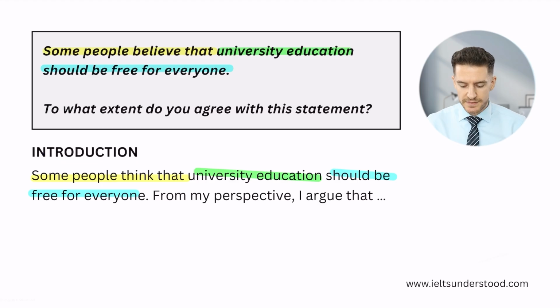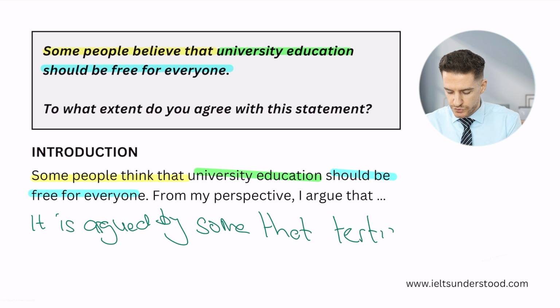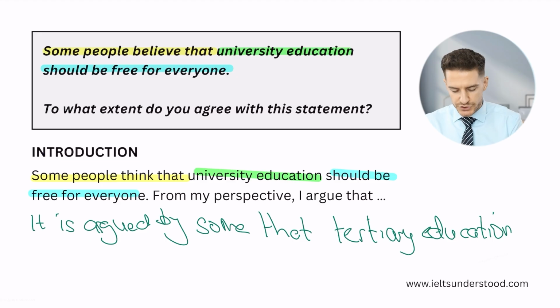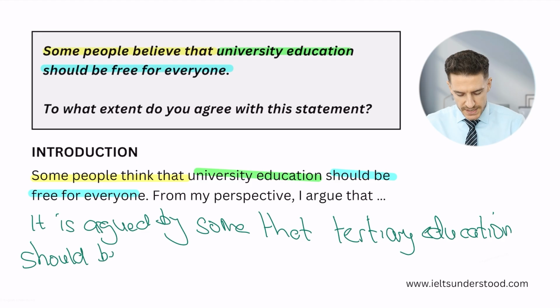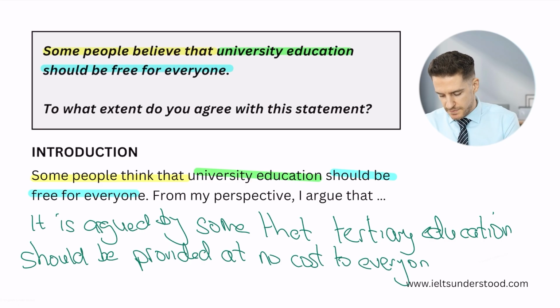So let's see if we can rewrite that together. So instead of saying some people believe, we could say something like it is argued by some. Now, instead of saying university education, we could say tertiary education. Sorry, my writing's a bit not very neat. Should be free for everyone. Well, we could say something like should be provided at no cost to everyone. So you can see here that the meaning is the same.